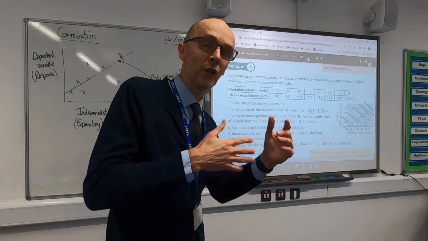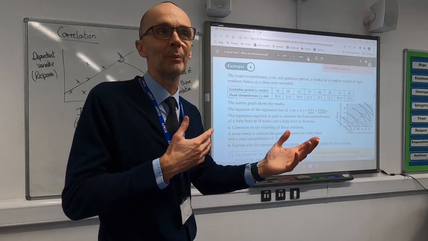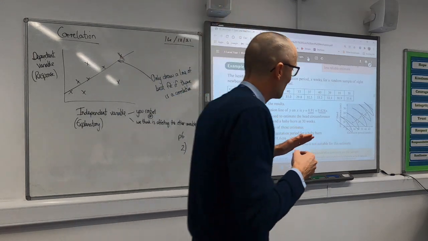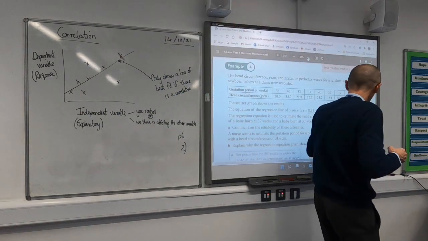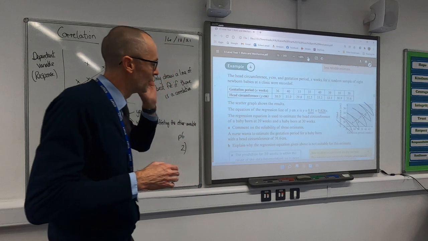Now, of course, that's a nonsense value. You can't make a prediction for that. But if we were to extend the line of best fit backwards, that's where it would cross the y-axis.